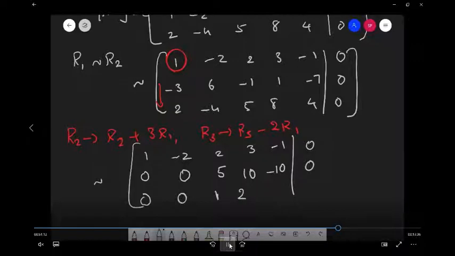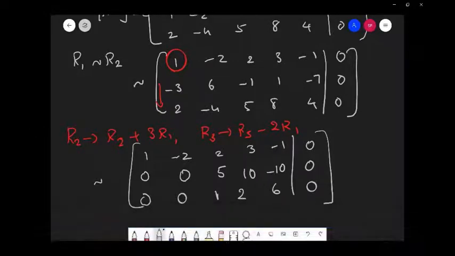Here 4 minus of minus 2, 4 minus 2 into minus 1. So it is 4 plus 2, right? It is 6 here. So this is how I transformed the matrix. Let us mark the pivot positions again. 1 here, and in the second row I have 5 as a pivot position, and in the third row I still have to change this one.